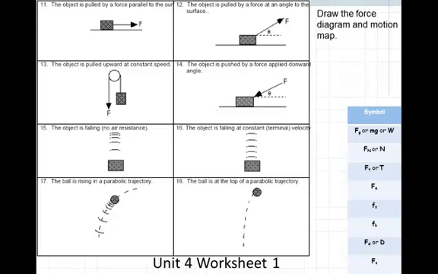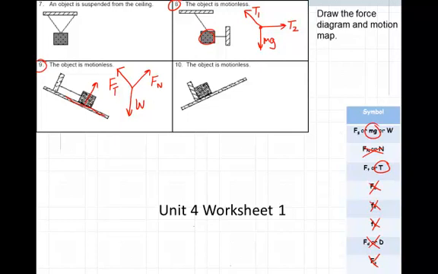For number 11, actually I'm going to have you do number 11. Number 12 we'll do right now. Actually, we need to go back and draw the motion maps for number 8 and 9. For number 8, there's no velocity and there's no acceleration, so that's what our motion map looks like. The same is true for number 9: no velocity, therefore there's no acceleration.